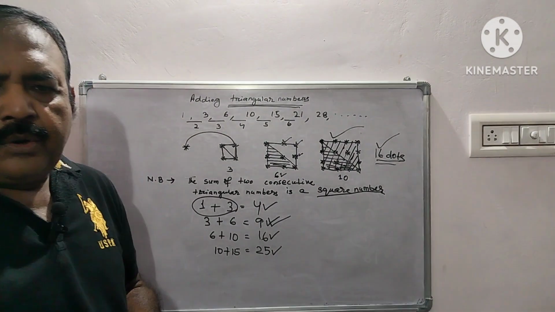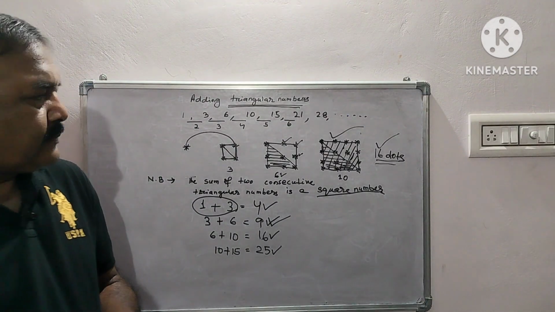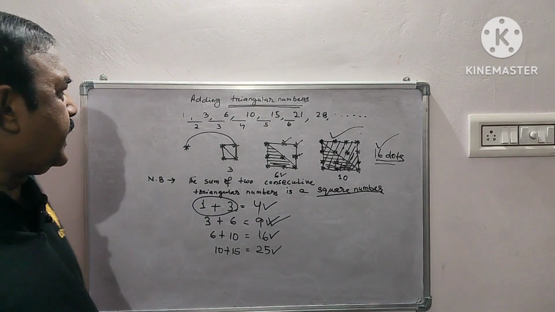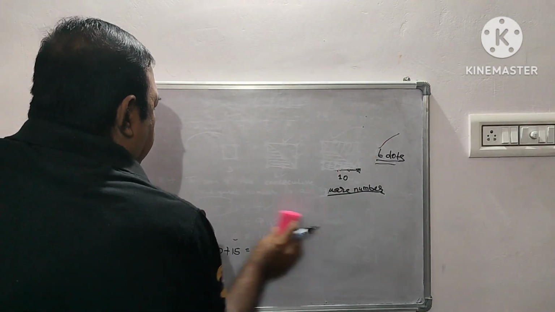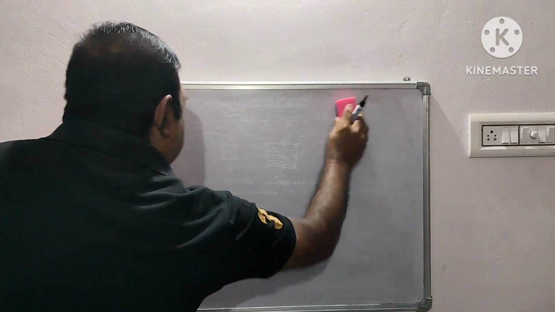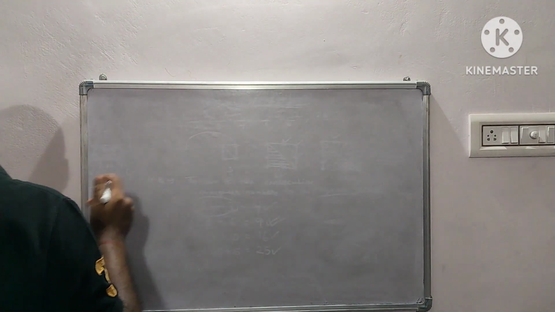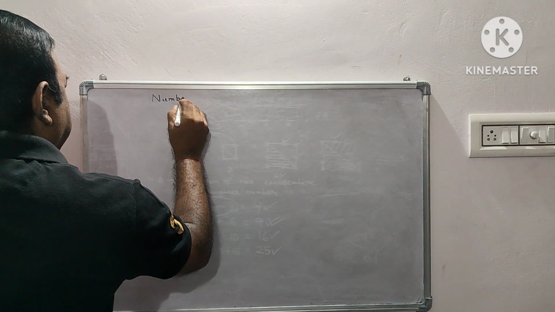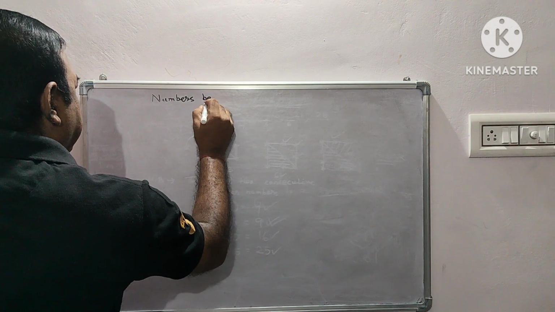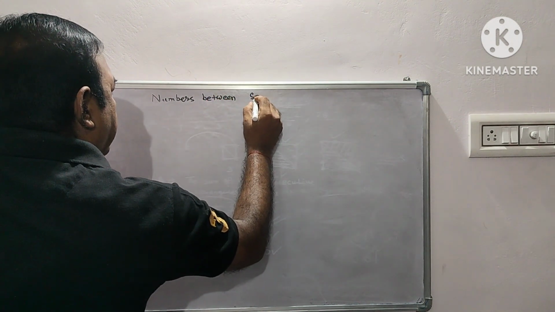Okay, so we will move to the next pattern. I now erase it. Numbers between square numbers.